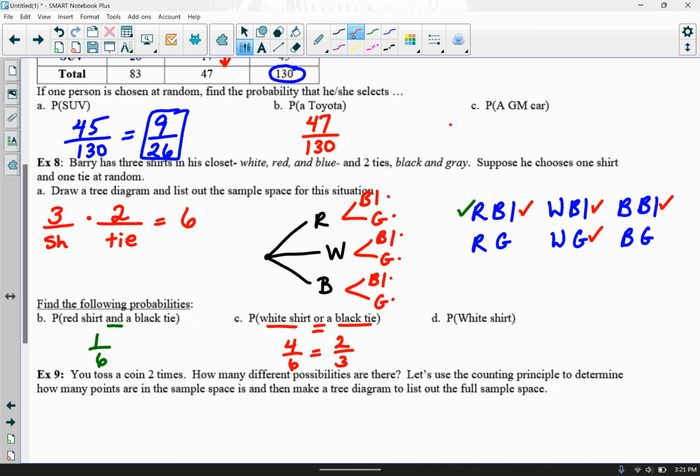And then lastly, I want the probability of getting a white shirt. We just count over here. I've got 2 of them. So that means the tie color does not matter. So that happens 2 out of 6, which can be reduced to 1/3.